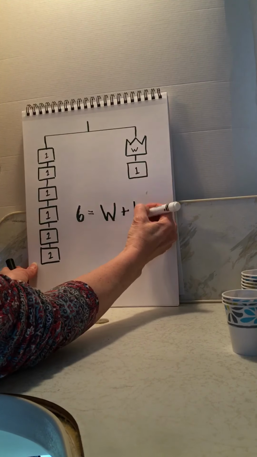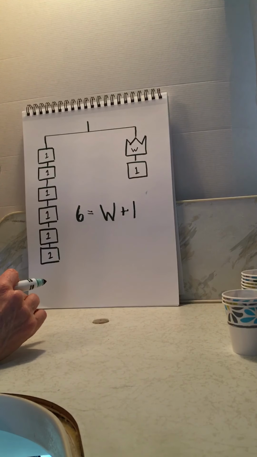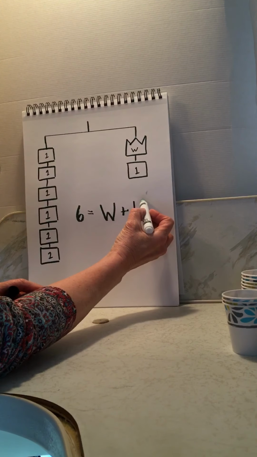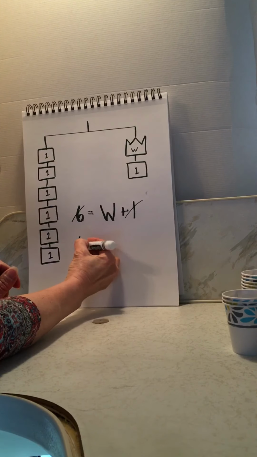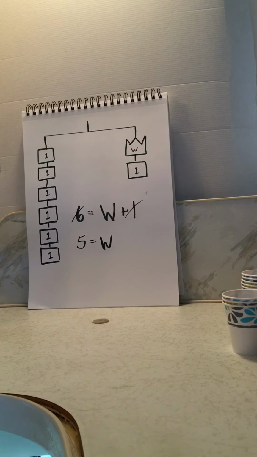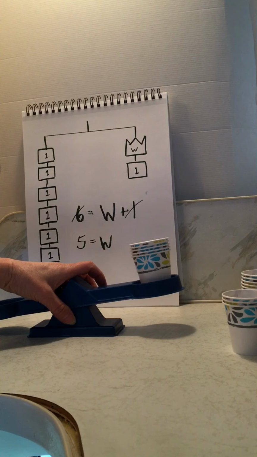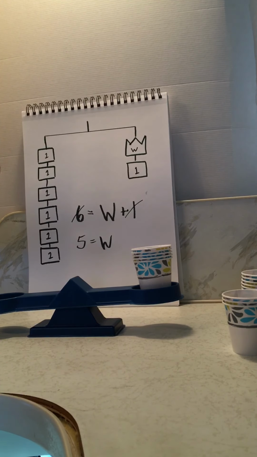plus 1. And then if you wanted to solve this equation, you could say, okay, well, let's take away the 1 over here. Let's subtract 1 over here, which means W equals 5. Looks really tricky, but they're just trying to give you a math diagram that demonstrates the exact same information about equalness that a pan balance does.